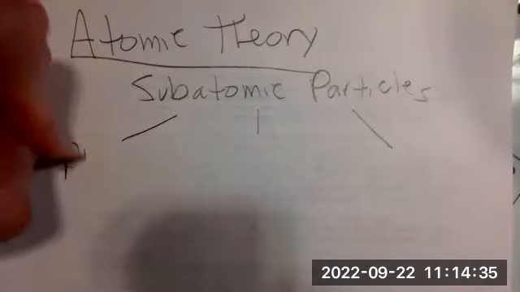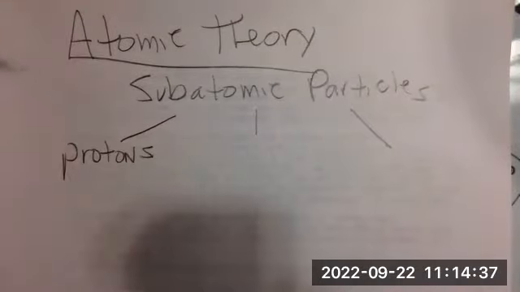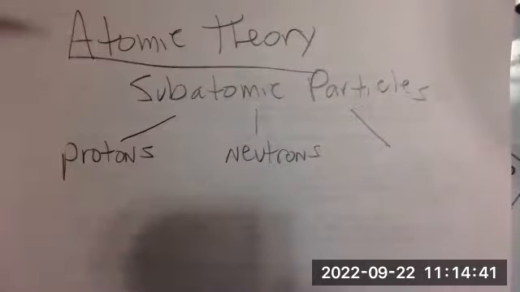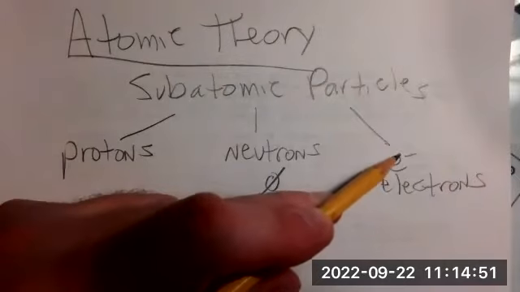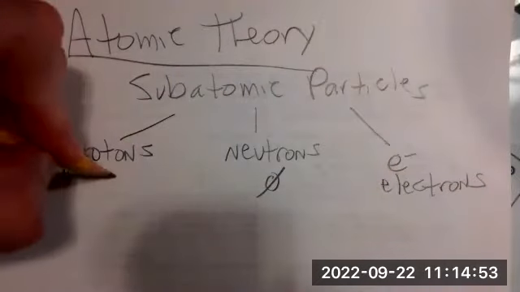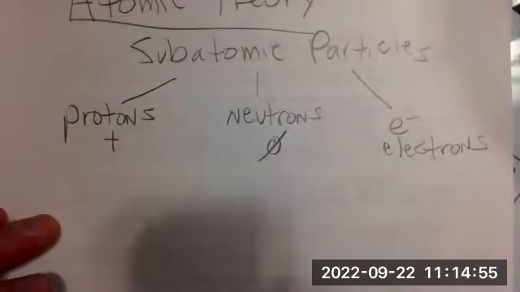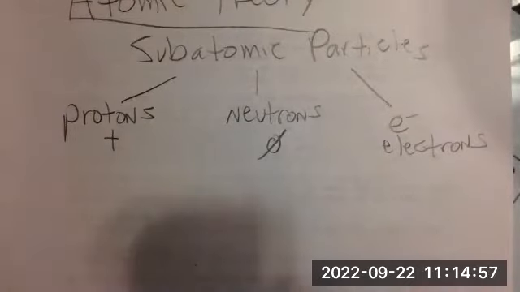We've got protons, we've got neutrons, and we've got electrons. I usually write it as E minus. Those are the electrons. Of course, neutrons have a neutral charge, electrons are negatively charged, and protons are positively charged. So how do we determine the number of protons, neutrons, and electrons for a given element?